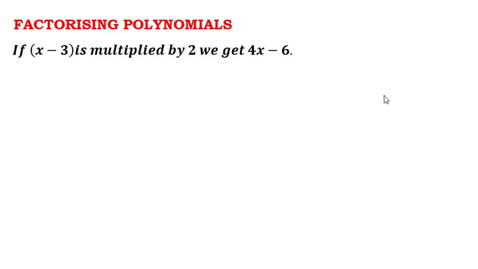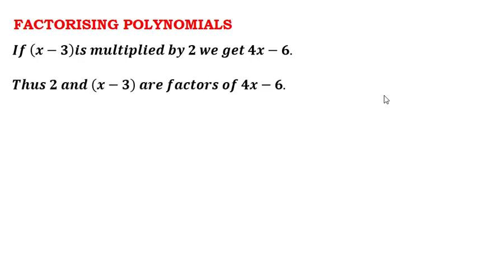Now in this lecture, we will understand the concept of factorizing polynomials. If x minus 3 is multiplied by 2, we get 2x minus 6. Thus 2 and x minus 3 are the factors of 2x minus 6. That is, 2x minus 6 is equal to 2 into x minus 3. This, in simple words, is factorization. So what we have done is written 2x minus 6 as 2 into x minus 3.